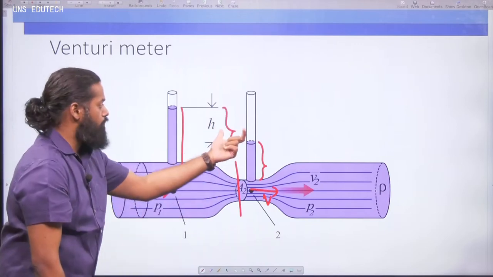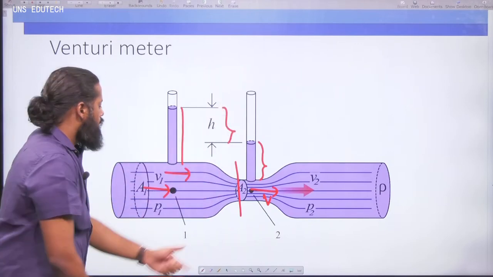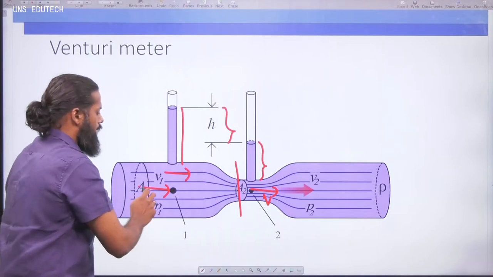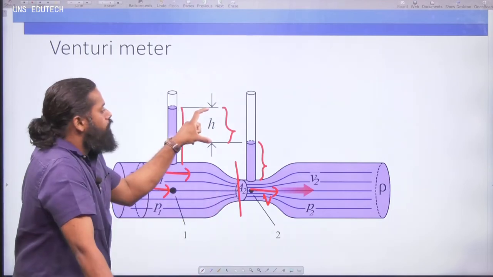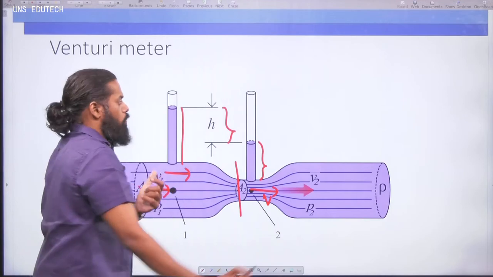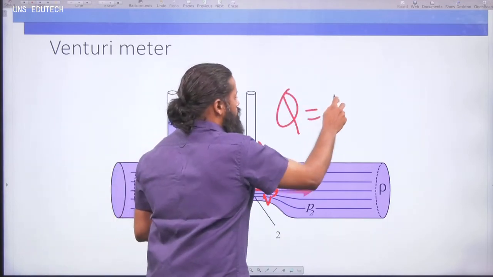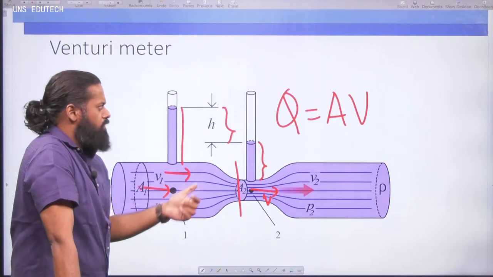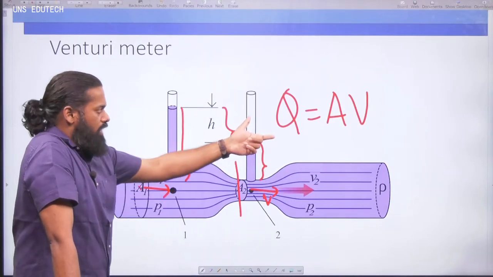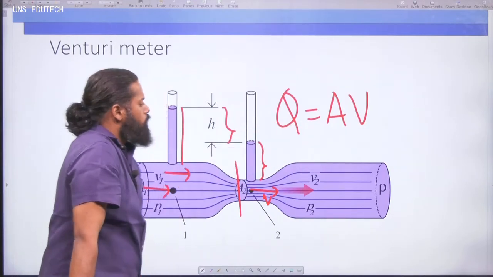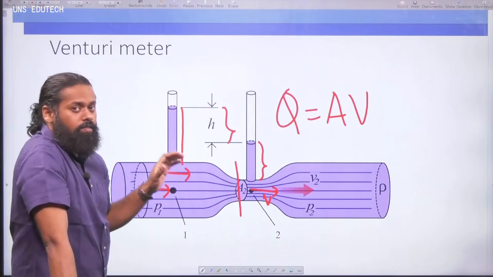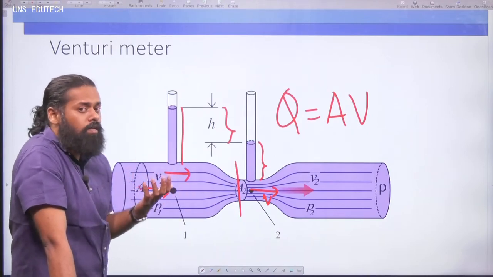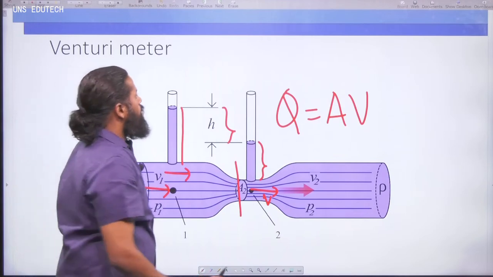This pressure difference we can use to find out, if you know the area ratio A1 and A2, and this pressure difference, you can find out the volume flow rate, where Q is nothing but AV. There is a complete derivation for that. I'm not going into those details because it will take a long time to derive, which is not possible now. So this is an example application, a measurement device that works based on the concept of Bernoulli's principle.